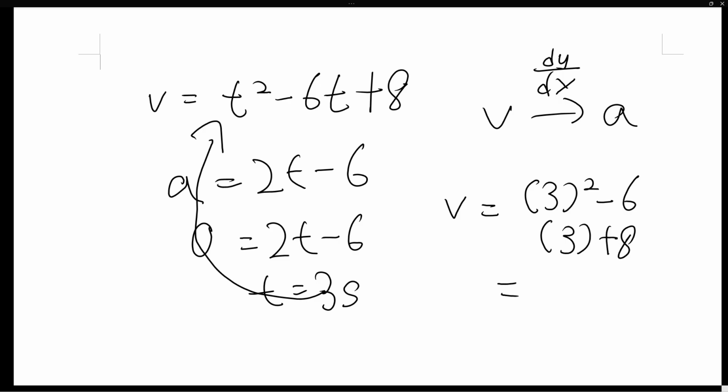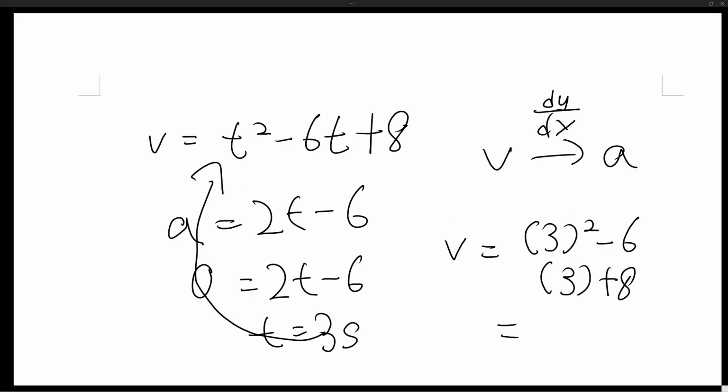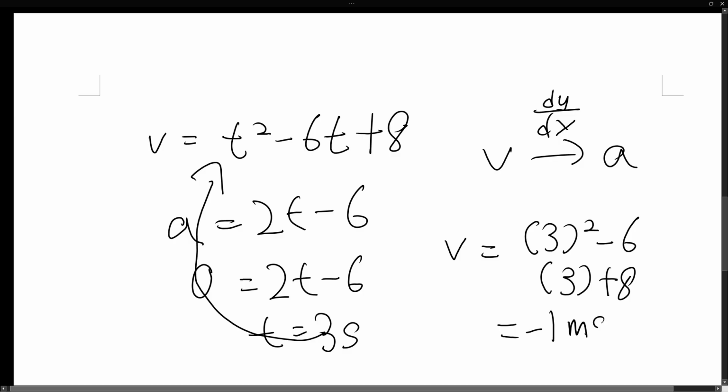So if you use the calculator, you get negative 1, which is correct. So it will be -1 ms^-1. You get -1 ms^-1. So this is the correct answer. So we're going to move on to B.